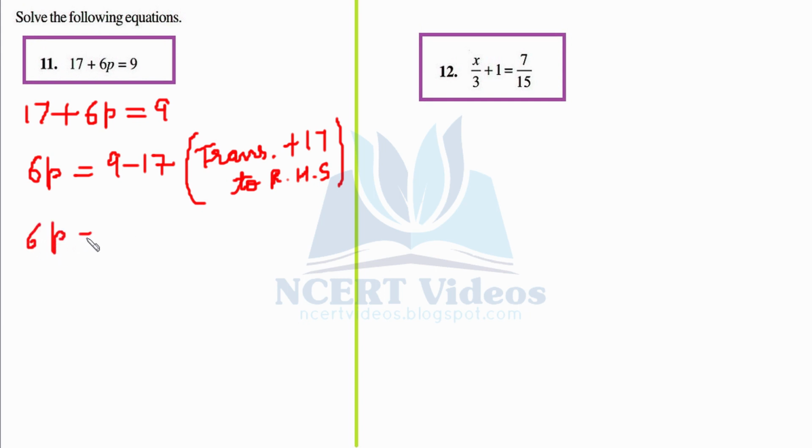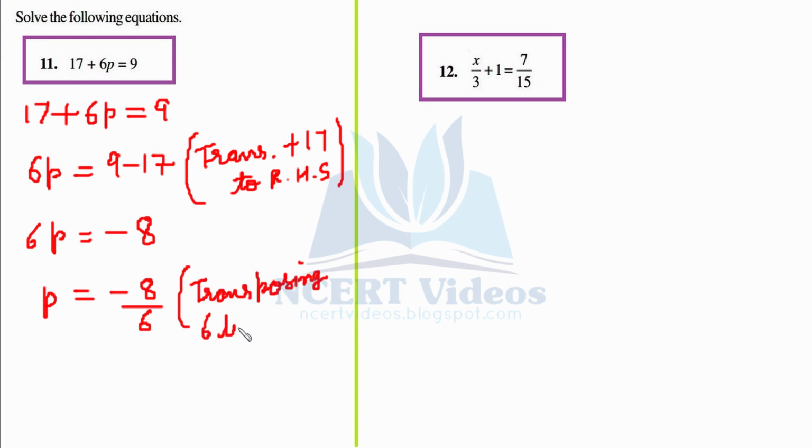6p equals to different signs, greater is having negative, and we'll put the sign of negative and we will subtract it. 17 minus 9 is 8. So now 6 is getting multiplied with p. We will shift it. It will divide it up on right hand side. Minus 8 as it is divided with 6. And the reason is transposing 6 to RHS, right hand side. The required solution is minus 8 over 6.